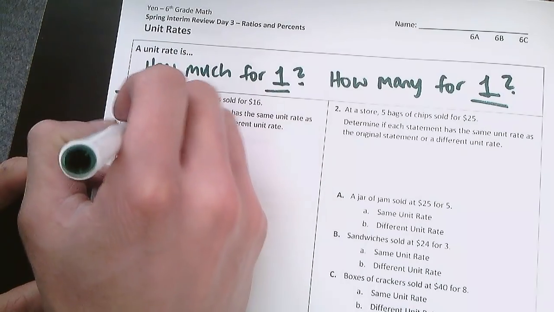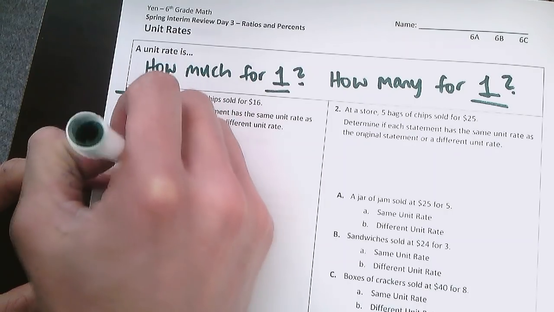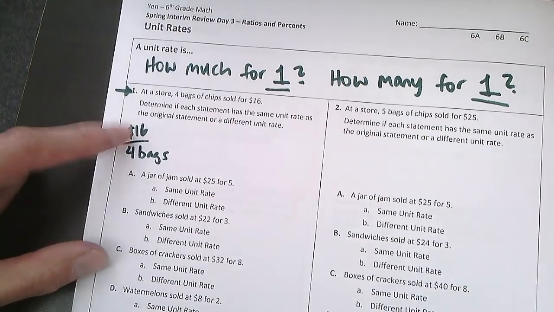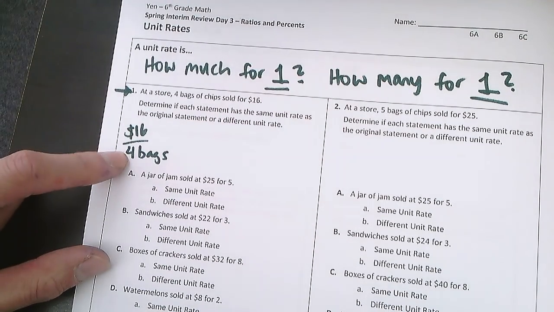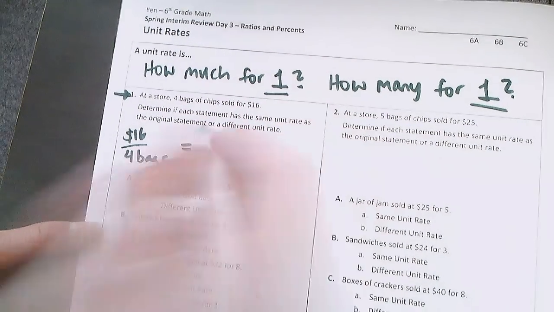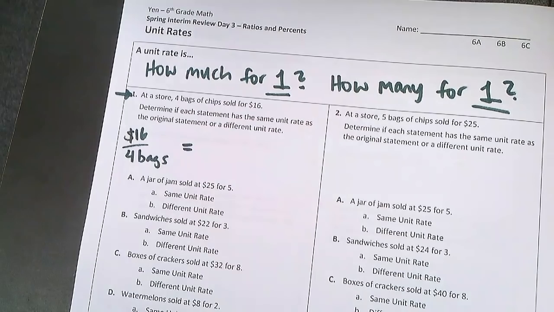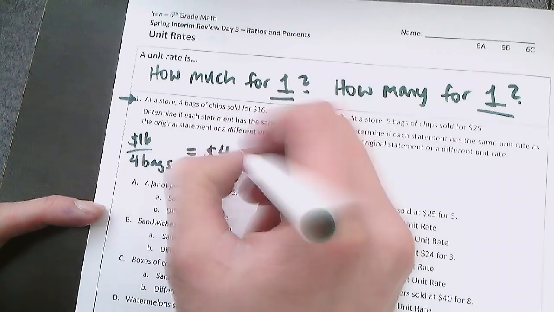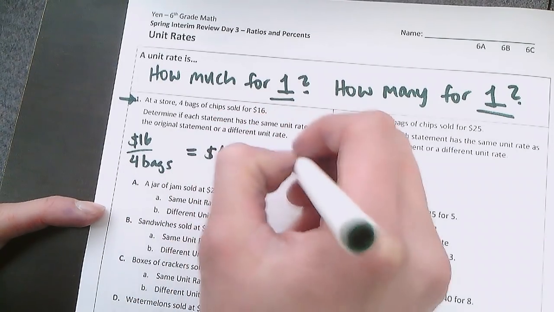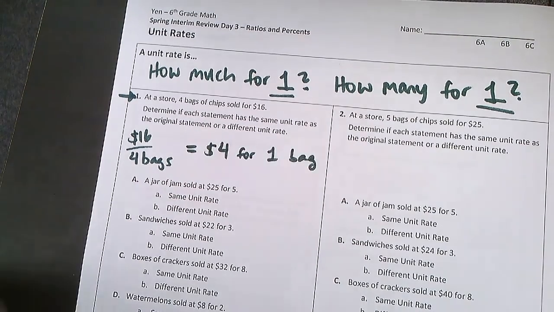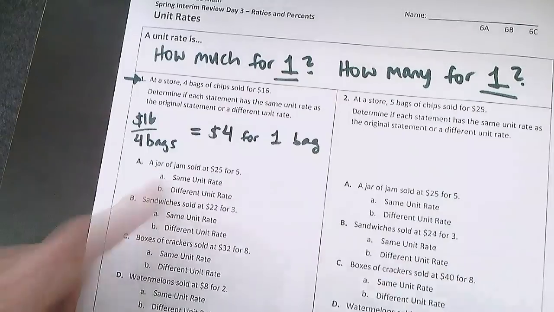So if it's $16 for 4 bags, this means 16 divided by 4, because the fraction bar means divided. So you can think to yourself, what is 16 divided by 4? It is $4. So the unit rate for the chips is $4 for 1 bag. So $4 for 1. That's the unit rate we're looking for. Let's check through each of these options.